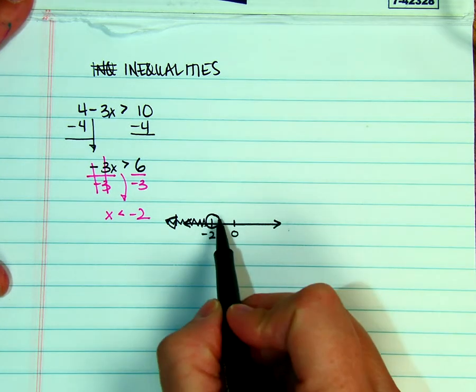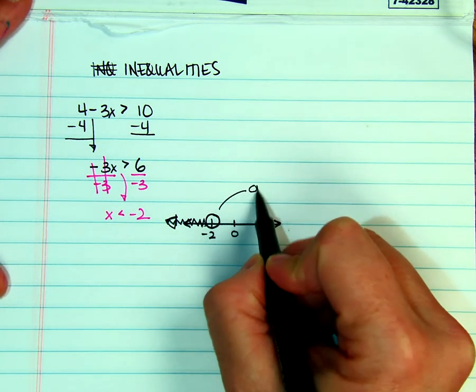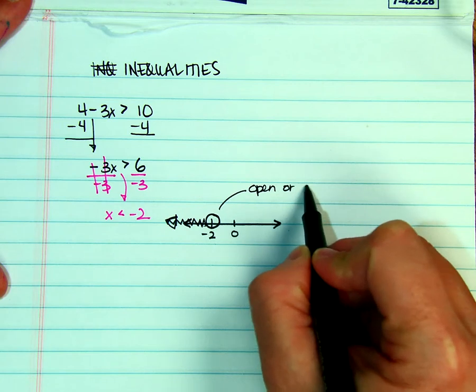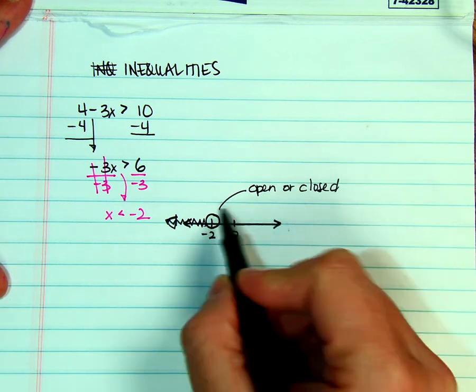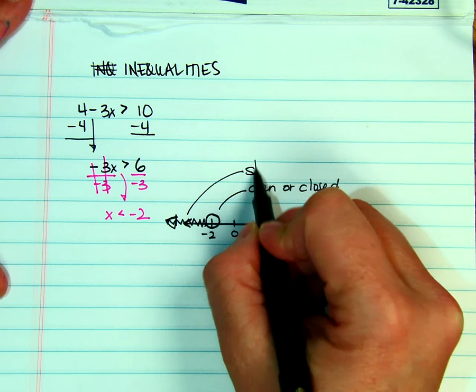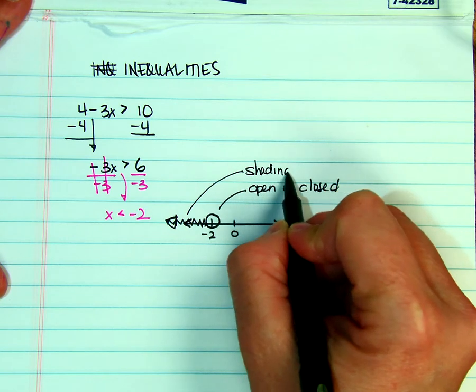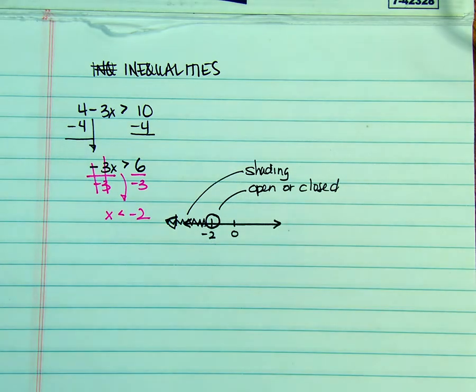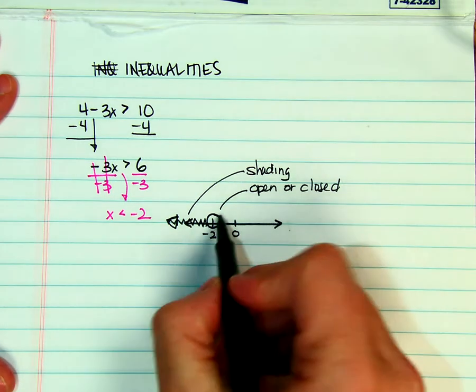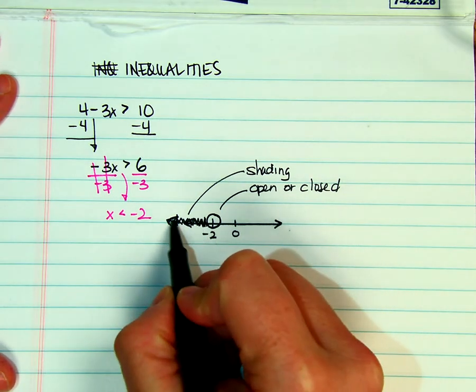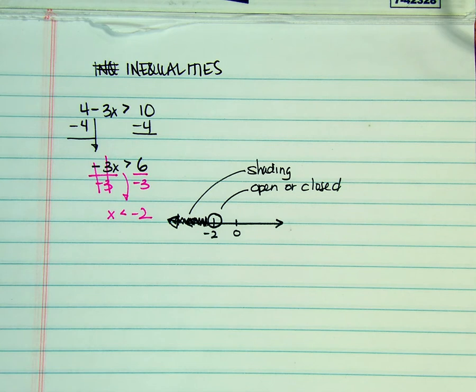So not only do you have to recognize whether this is open or closed, then you had to remember the shading, because it wasn't just one number that it was equal to, it's a whole bunch. So that shading represents all the numbers that would actually be a solution.